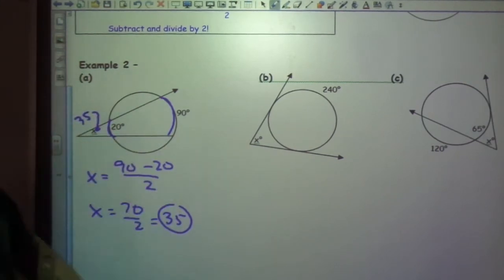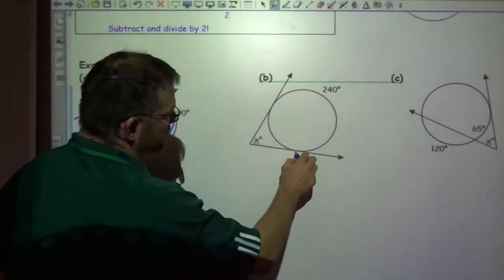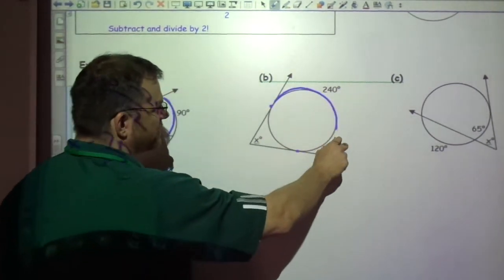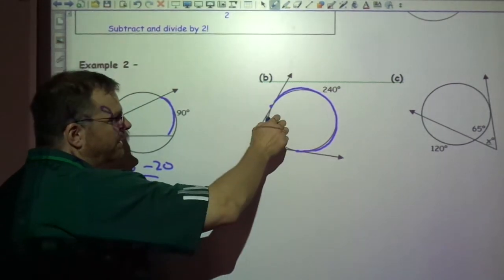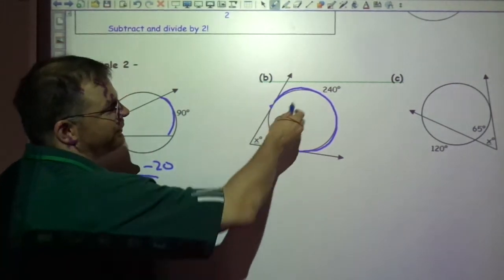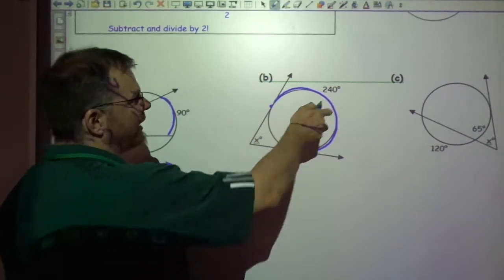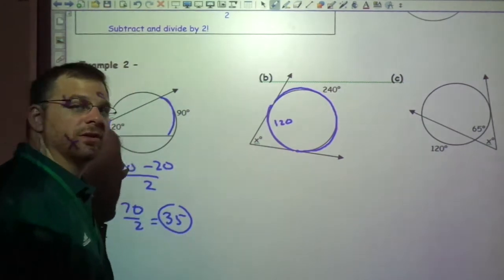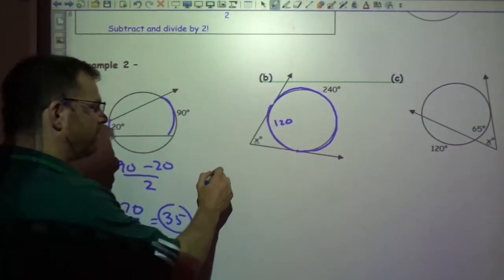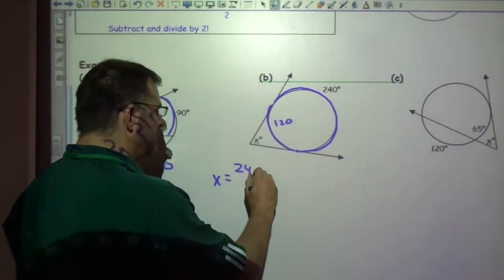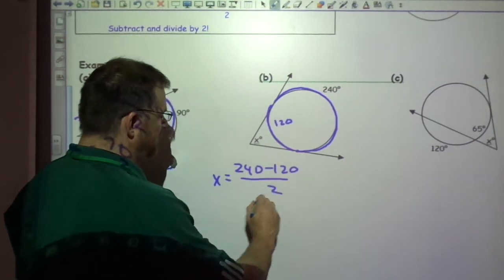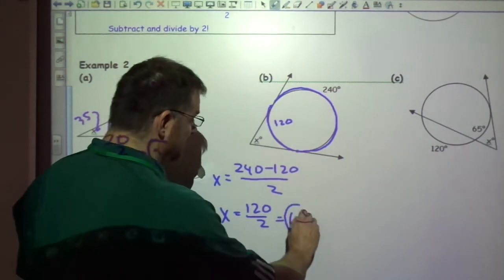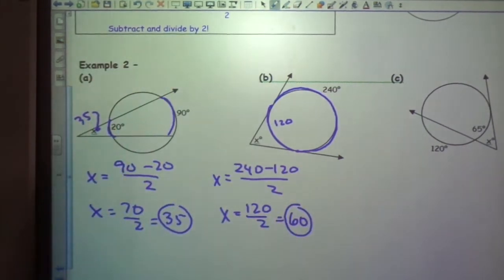Now this one's a little different because it doesn't have a secant line. There's just a tangent line. It's going to hit at one place here. And they tell us that the big is 240. So how could I figure out the little? Well, I'll just take 360 and subtract 240. That leaves 120 because we know that 120 has got to be what's left to complete the whole circle. So we've got x equals the big minus the little divided by 2. And that is 60. That is this angle measure here.